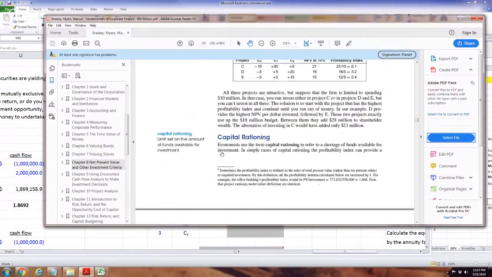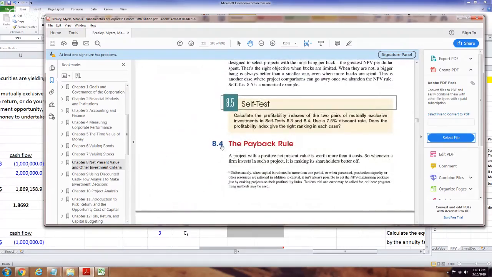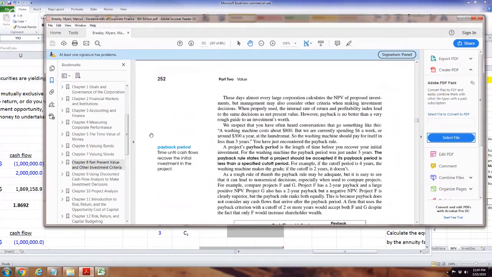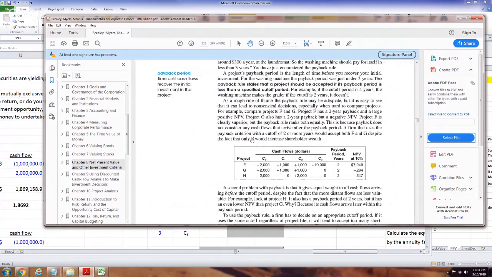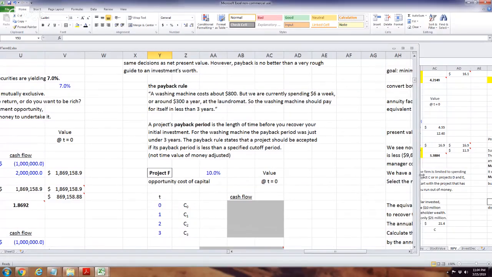This is for profitability index, capital rationing. We looked at that, hard and soft rationing. Then we have the payback rule, which is the next section. And like I said, just time-wise, we have to be mindful of your attention span here. So let's hit this. Again, here are 3 projects, and we're going to look at the payback rule. Again, we're going to go through all the steps like we did for the profitability index.